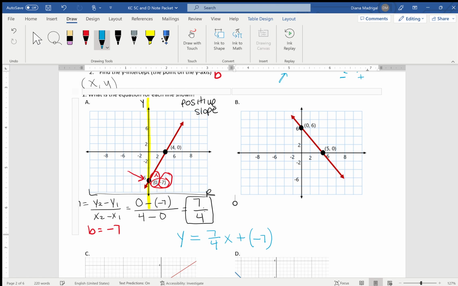Notice how I still added the plus sign, but I put my negative 7 in parentheses. All right. Again, you are just changing the m and the b. Everything else stays the same. The y, the equal sign, the x, and the plus sign. Everything stays the same. So my answer for this question is y equals 7 over 4x plus negative 7.